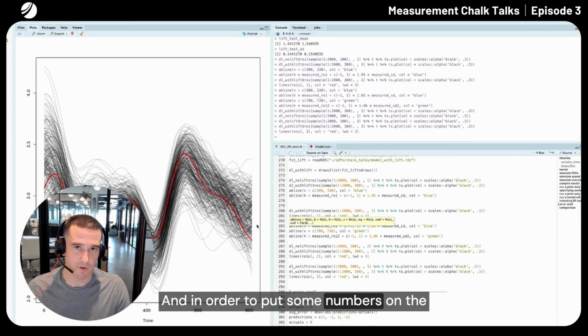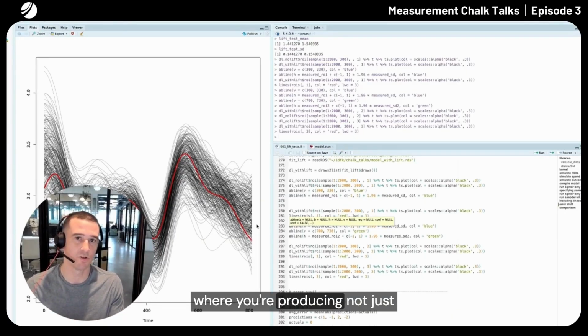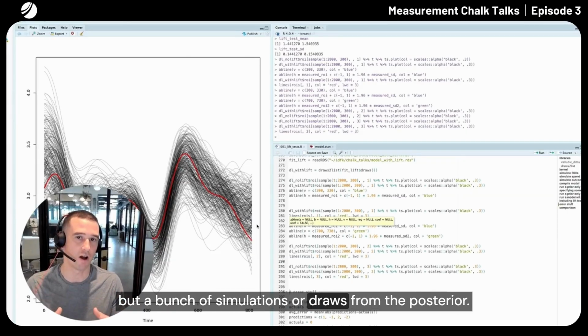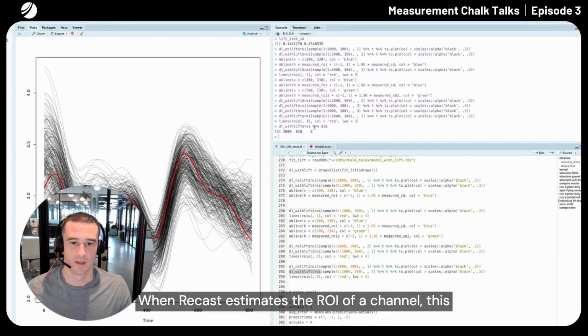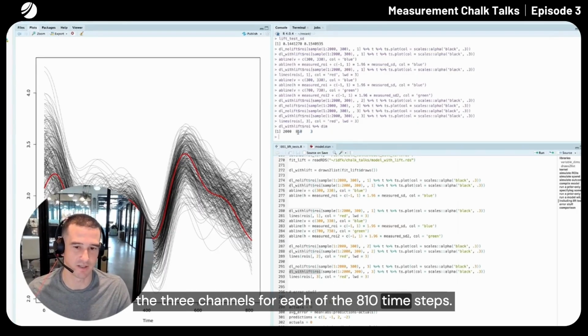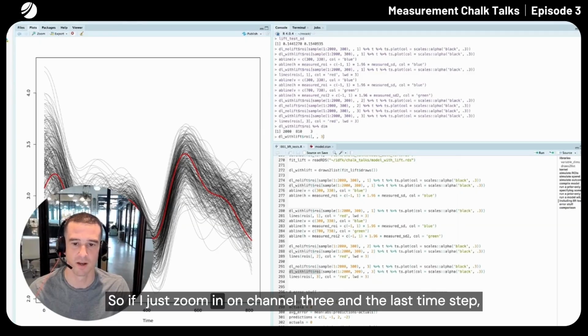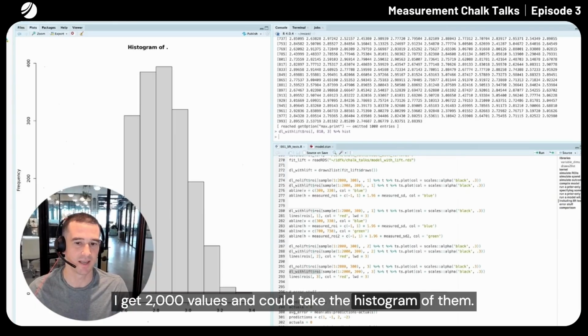And in order to put some numbers on the improvement, I'm going to need to talk a little bit about how we calculate error for models like Recast, where you're producing not just a mean and a standard deviation, but a bunch of simulations or draws from the posterior. When Recast estimates the ROI of a channel, this ROI array has 2,000 plausible values for each of the 3 channels for each of the 810 time steps. So if I just zoom in on channel 3 and the last time step, I get 2,000 values, and I can take the histogram of them.